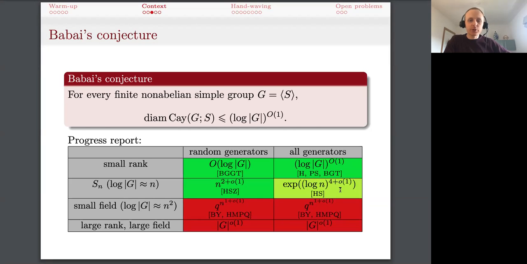Anyway, so for SL_N(F_q), for q a bit larger than 1, really we know very little. The size of the group is something like q to the constant times n squared. And what we know is that at least the diameter is not worse than about q to the n. But Babai's conjecture is essentially saying that it should be polynomial in n. So this is still sort of exponentially far from what we expect to be true.